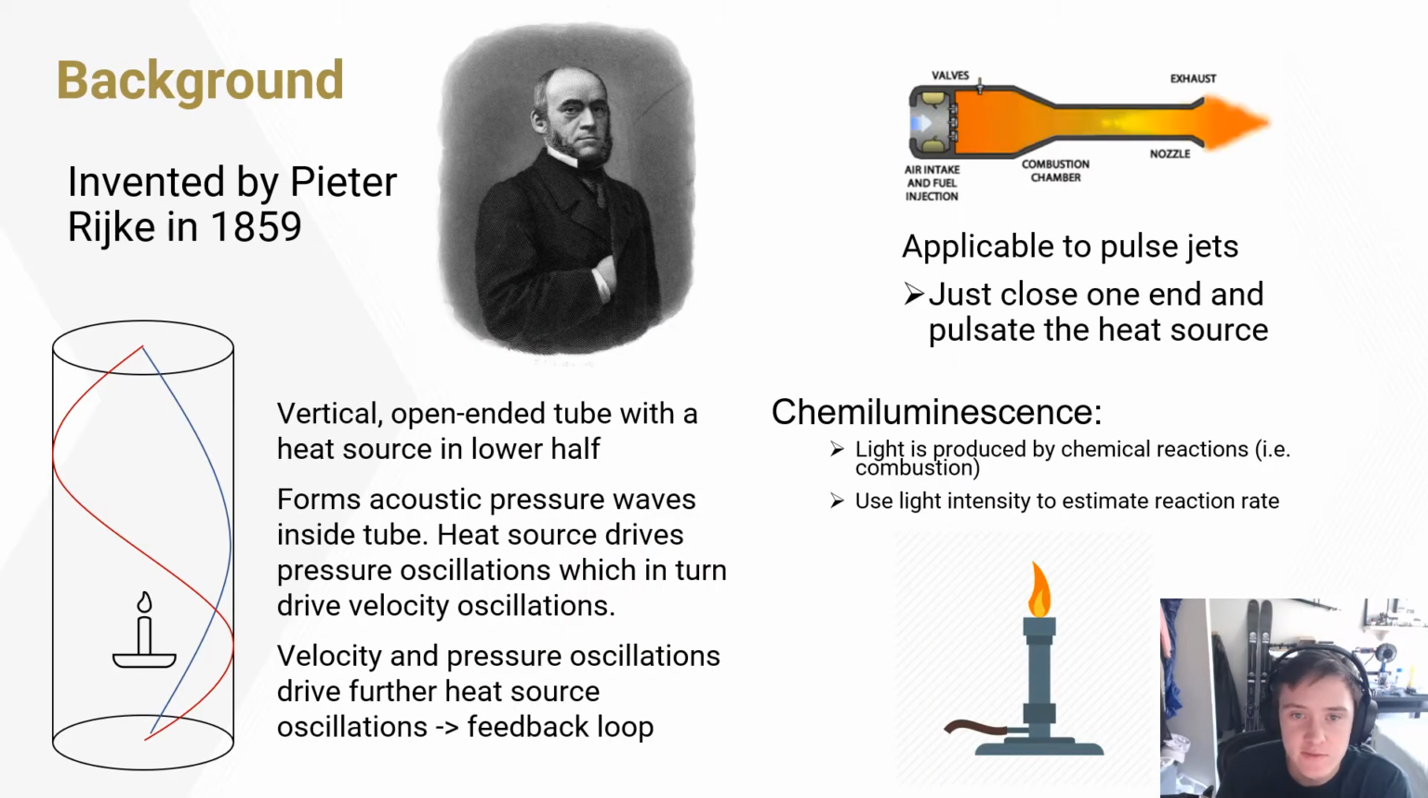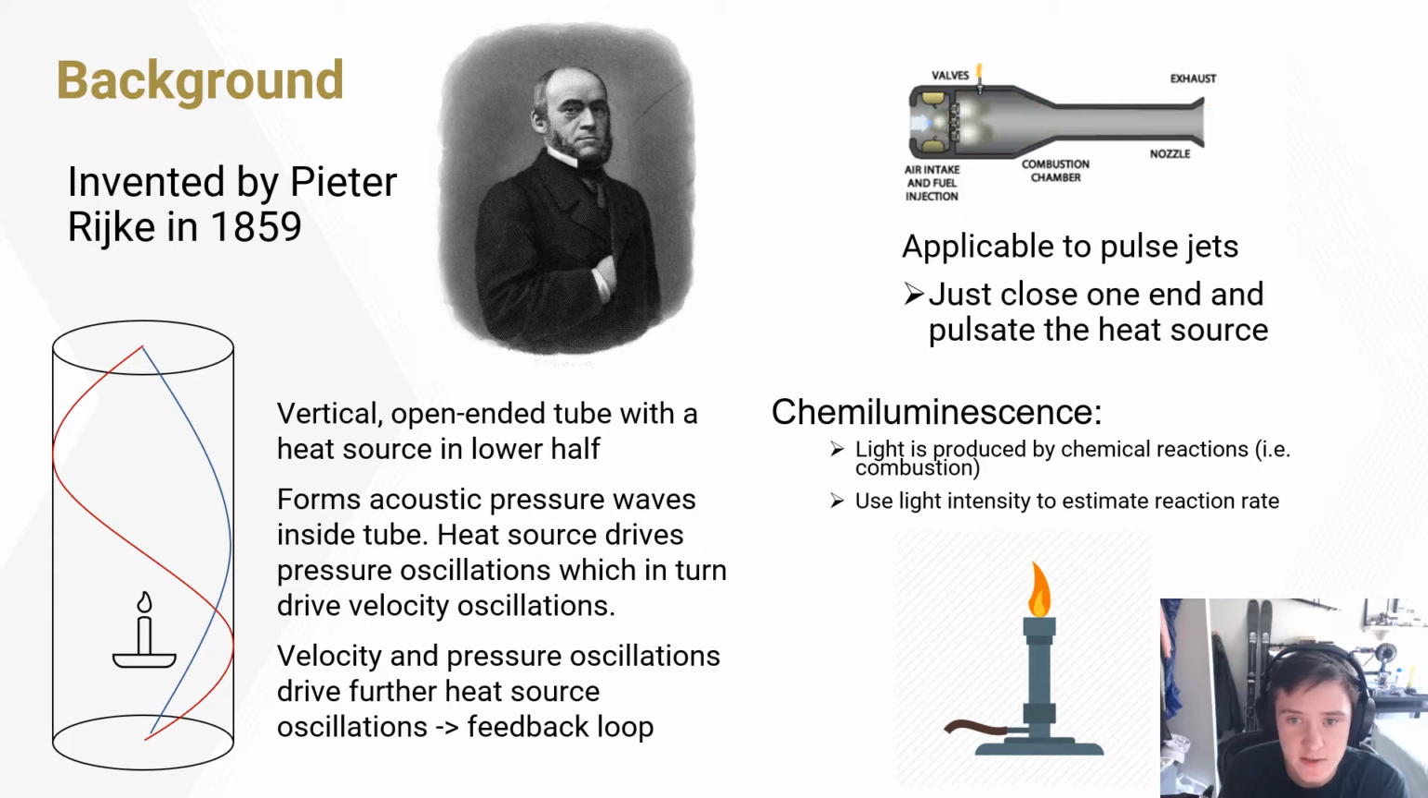The Rijke tube was invented by Pieter Rijke, a Dutch physicist, in 1859. The device is simply a vertical, open-ended tube with a heat source located in the lower half. Inside the tube, acoustic pressure waves are driven by the heat source, which drive velocity waves. These waves in turn drive heat oscillation, forming a feedback loop. This same concept is applicable to pulse jets, which rely on a similar system, but are closed on one end.